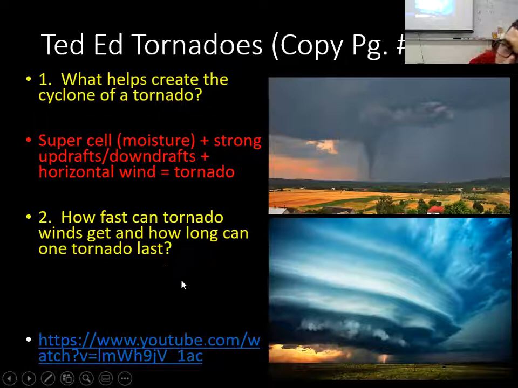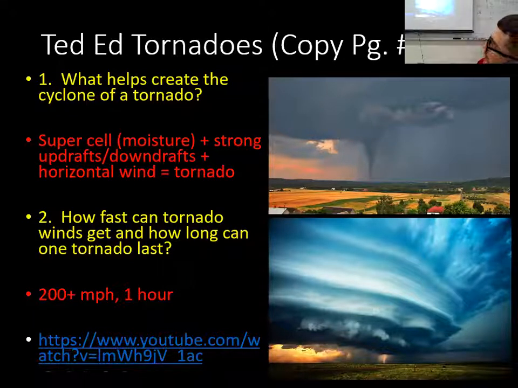And how fast can they go? They can reach up to 200 miles per hour and last usually somewhere around an hour. They don't usually last longer than that. So somewhere around an hour, and they can go above 200 miles per hour. Some going up to 300. But the worst of the worst will be 200 plus. Okay. So again, have that picture ready.